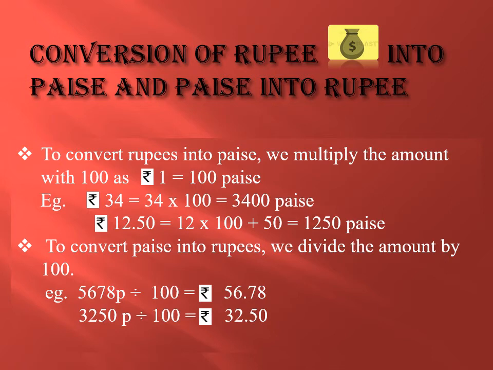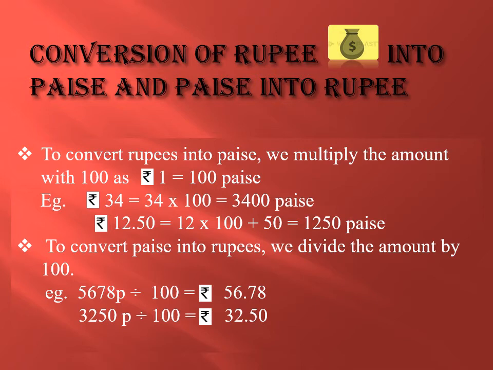Conversion of rupees into paise and paise into rupees. Now we have to follow these steps when we have to convert rupee into paise and paise into rupees. To convert it into paise, we multiply the amount with 100 because rupee 1 is equal to 100 paise. Here we have taken this example. Rupee 34 will be multiplied by 100 when we have to convert it into paise, and we will get 3400 paise.